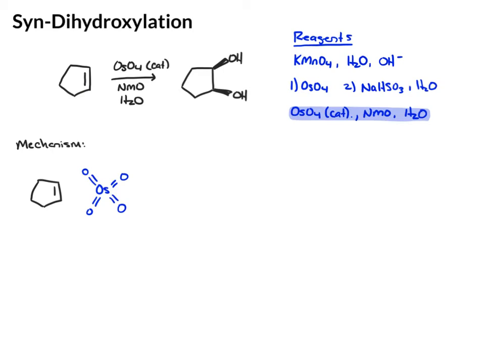The way we do that, the pi bond will attack 1 oxygen. That'll push electrons to the osmium. That will push one of these pi bonds over to the carbon of the double bond. The resulting product has both oxygens added from the same side, either the front or the back, and this is called an osmate ester.